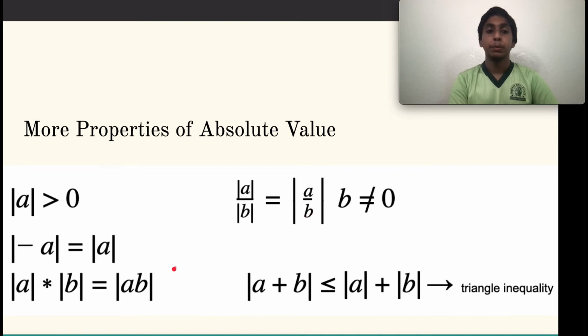So these are just some simple properties. You've probably seen them in different situations. We're just applying them to absolute value. And here B cannot be 0 or that's undefined. And here this is called the triangle inequality. This basically says that the absolute value of A plus B is less than or equal to the absolute value of A plus the absolute value of B.